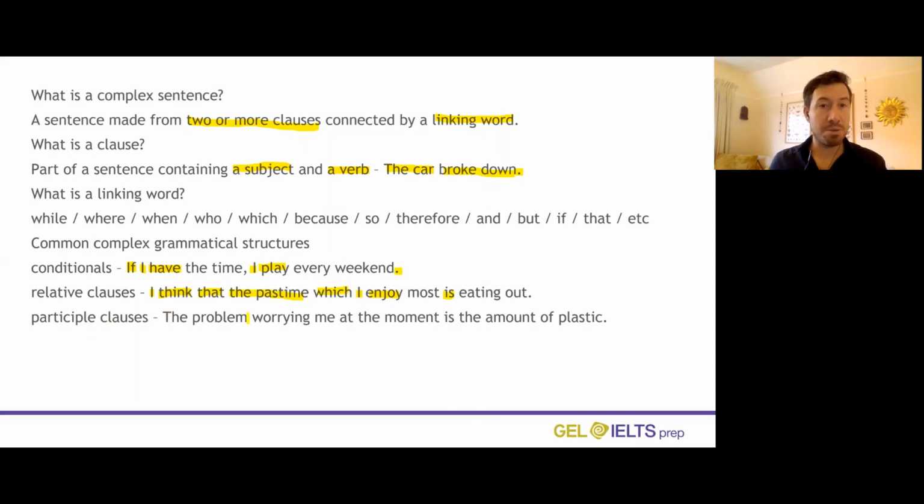Participle clauses. The problem worrying me at the moment is the amount of plastic. So we've got the problem worrying me. This is the subject, and then "is" is the verb. So you've got subject and verb. So that's one clause, but actually then you've got this "worrying", which means "which is worrying me". So that actually is another clause there. That's called a participle clause. So you've got two clauses in there. This would be another complex sentence.